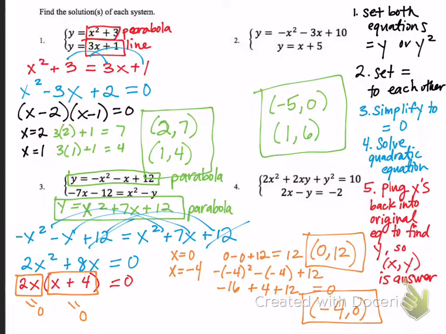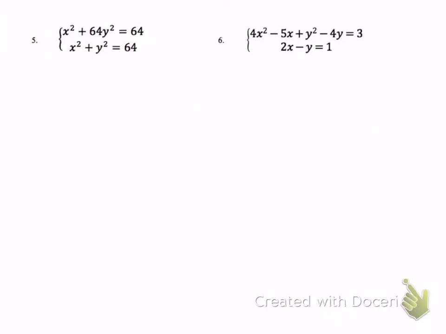Okay, we're going to do number 5 and 6, and then I'm going to continue with 7 and 8 next class. So number 5, you'll notice that they both have y squareds. Since they both have y squareds, I'm just going to solve for y squared and then substitute. If you have 2 y squareds, then you can substitute. It doesn't make sense to square root because then you get really messy stuff.